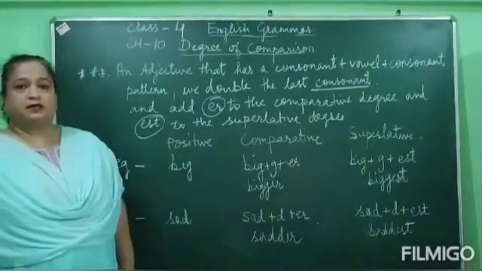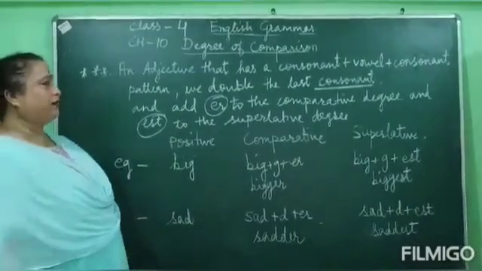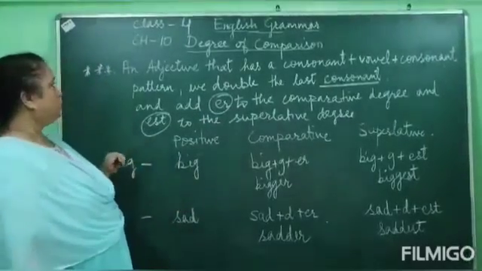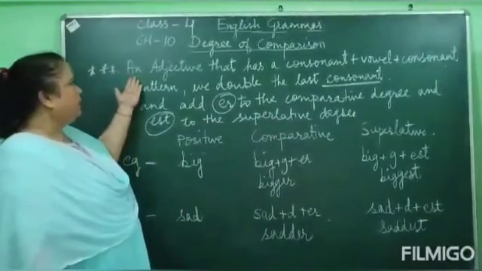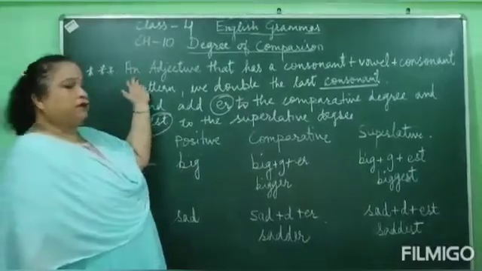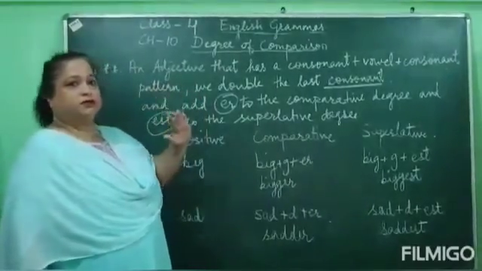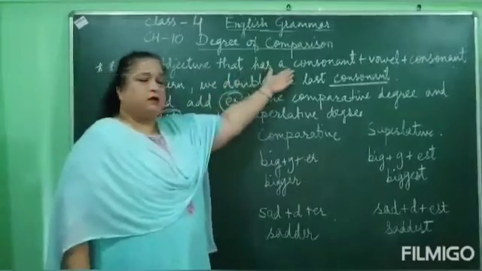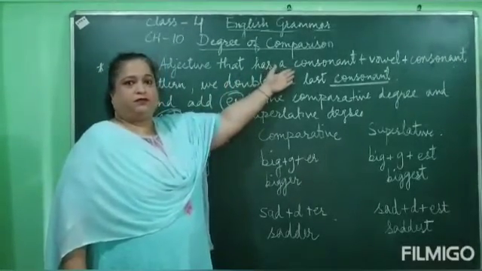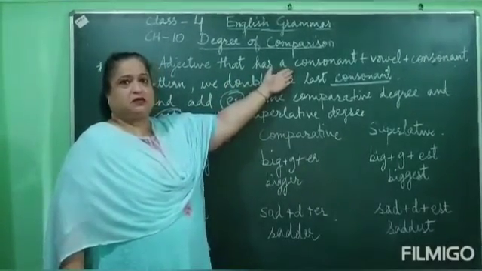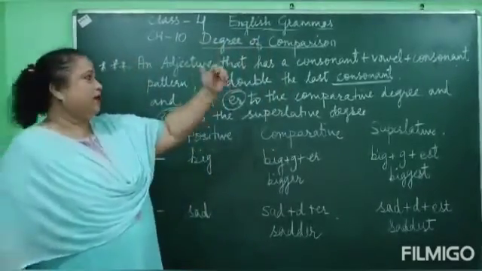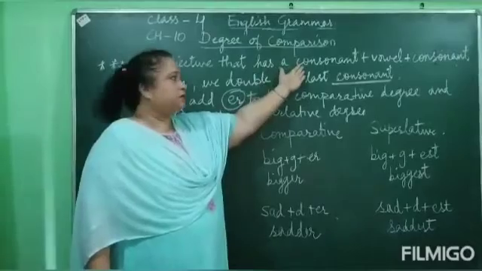Let us learn and discuss the third rule of forming comparative and superlative forms. We have to learn and understand the third rule first of all. An adjective that has a consonant. So what is a consonant? We have 26 alphabets, 5 vowels, that is A, E, I, O, U, and we have 21 consonants.